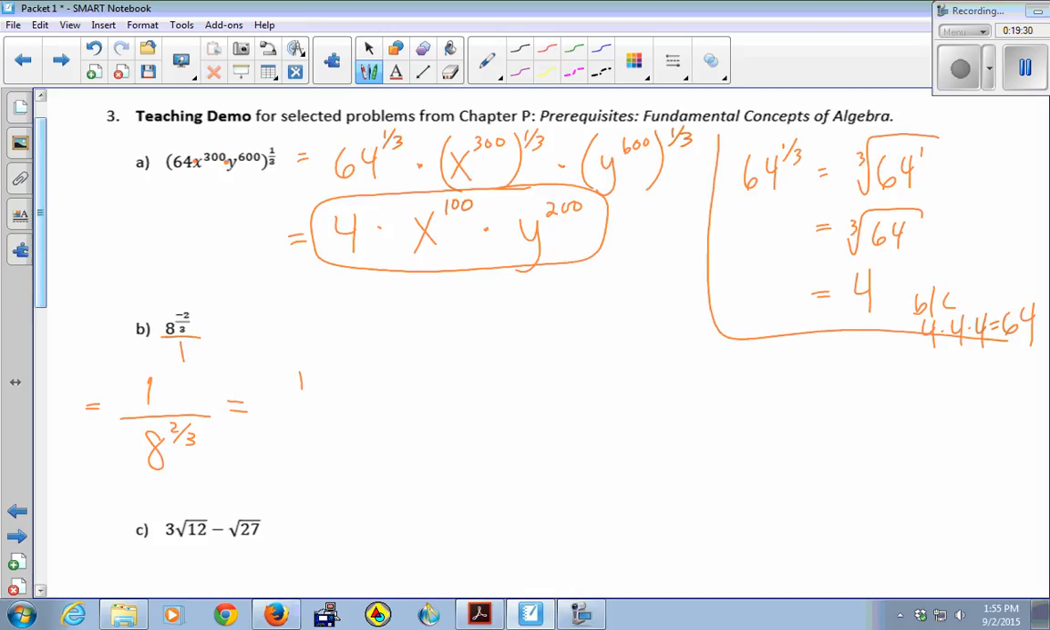So this is 1 over, and let's translate this. The 2 is actually an exponent and the 3 is a root. So this is 8 squared, cube rooted. And 8 squared is 64. And then what's the cube root of 64? 4. So this is 1/4.